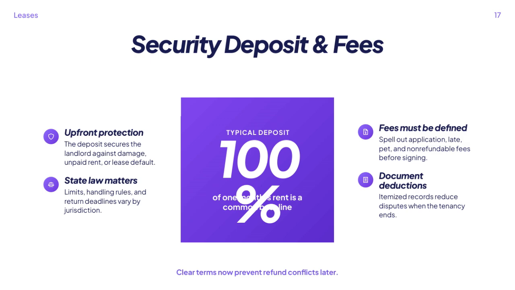As a common baseline, many leases require a security deposit equal to 100% of 1 month's rent. Ultimately, having clear and detailed terms regarding deposits and fees right from the start is the best way to prevent conflicts and ensure a smooth rental experience.